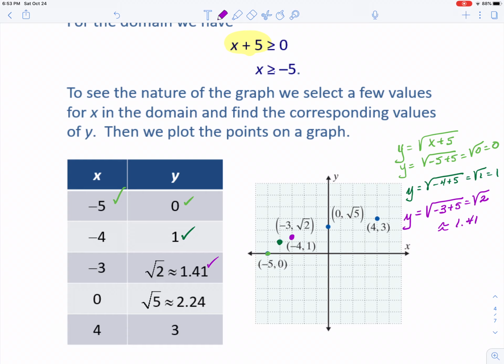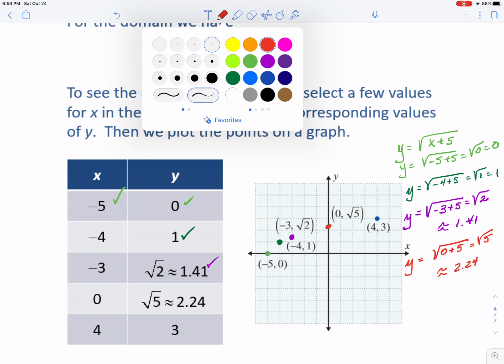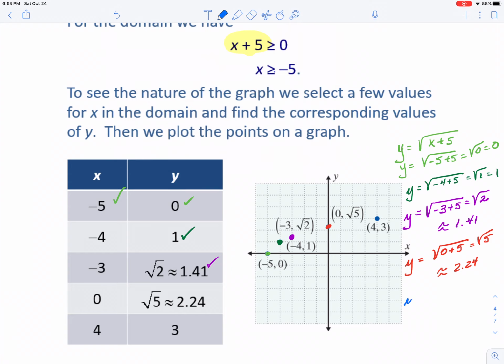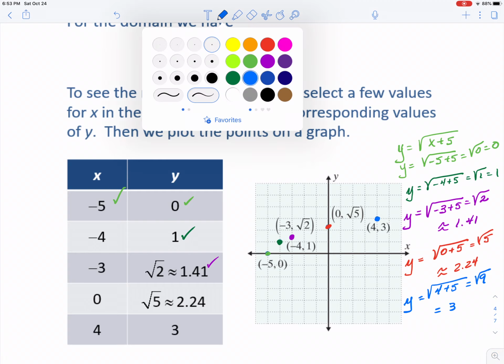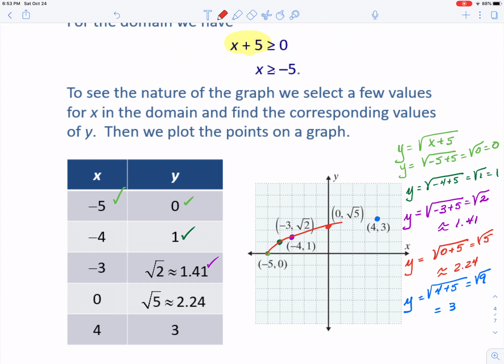The next one, now I don't think I need to do all of these, so here's a 0 plus 5, square root of 5, and again when you type the square root of 5 into your calculator, you're going to get some approximation. Oh well, let's go ahead and do that last one. So if you plug in here with a 4, because this one's easy, 4 plus 5 is 9, so we're taking the square root of 9, and that's going to give us exactly 3. So again, just as before, you see this characteristic shape here.